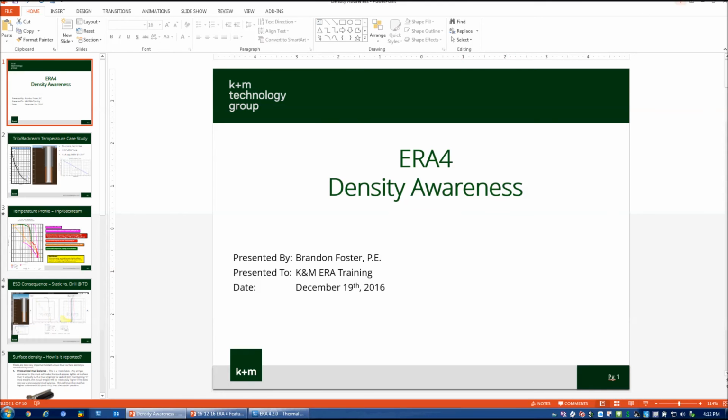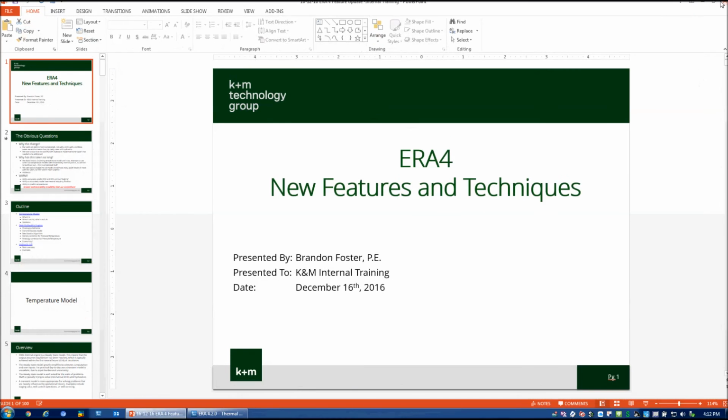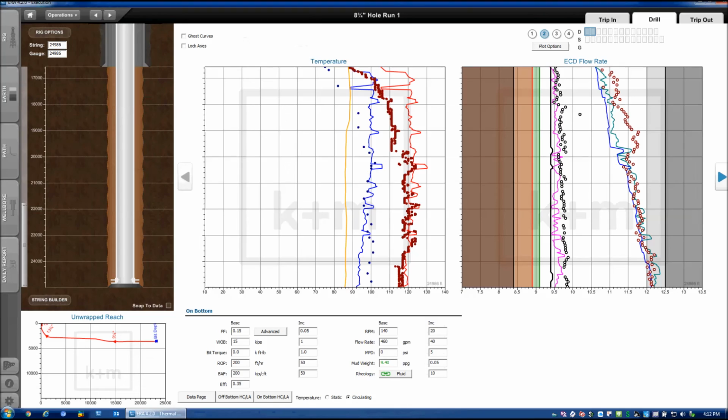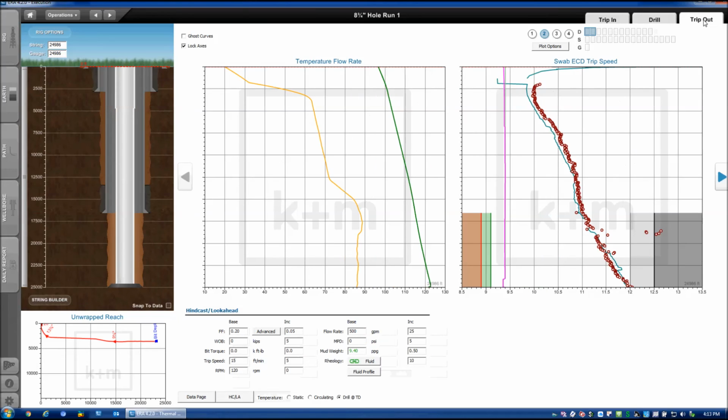Now I'm going to show you another quick example within ERA itself. I've got a simulation loaded here where we're drilling a very long, shallow TVD well. I've got a valid thermal simulation. You can see in blue is my modeled flow line, red is my modeled MWD temperature. This was in drilling mode. I had good agreement between my measured ESD and my modeled ESD, and of course my measured ECD and my modeled ECD. On this project, when we went to trip out, we backreamed out.